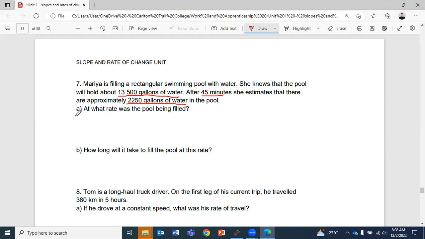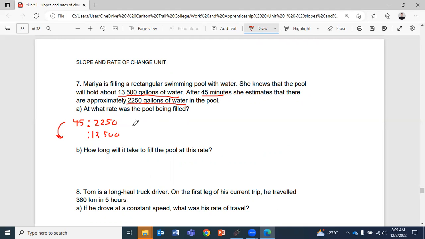So here's what I know. I know that in 45 minutes, you know what? I'll leave it as 45 because I'm going to guess a lot of people did it this way. So in 45 minutes, it filled up 2,250 gallons of water, right? I also know that the pool holds 13,500 gallons.